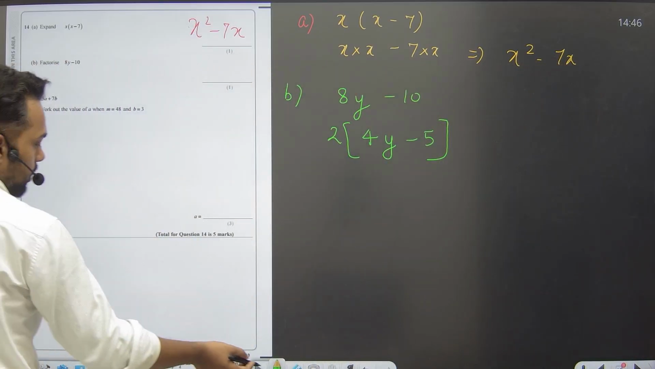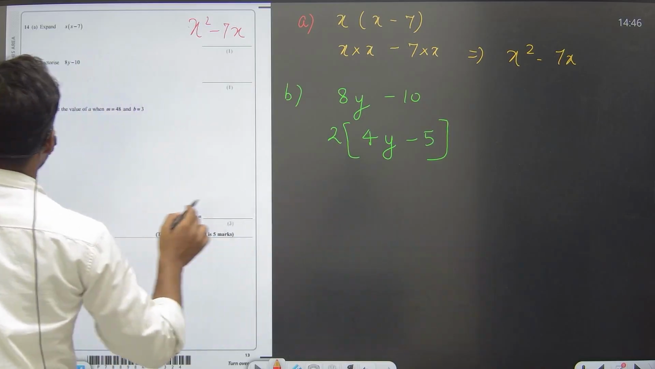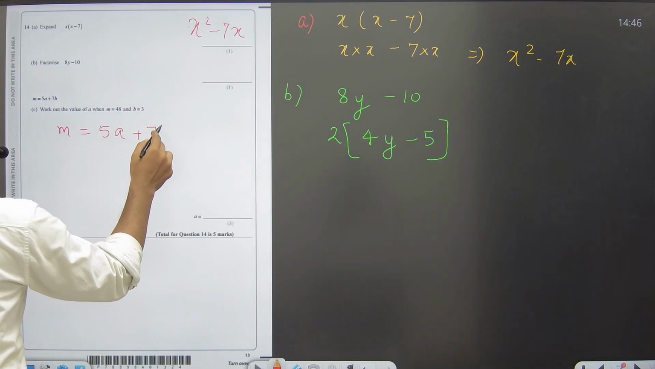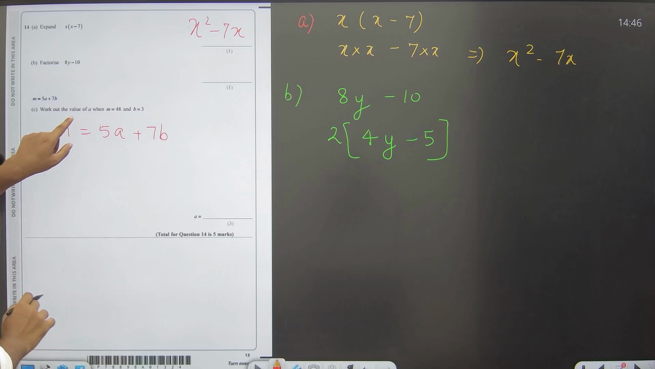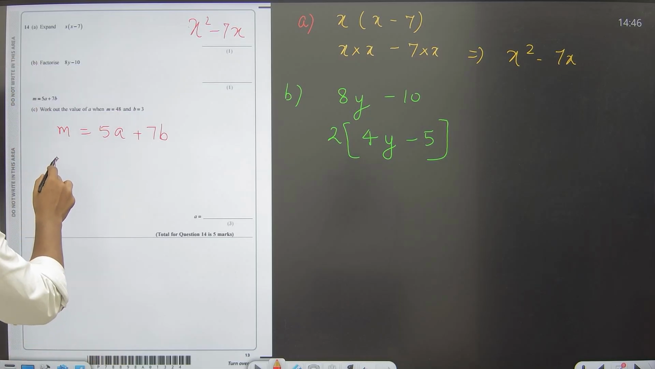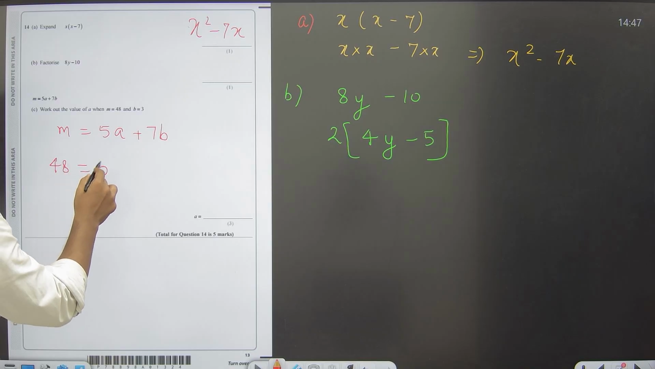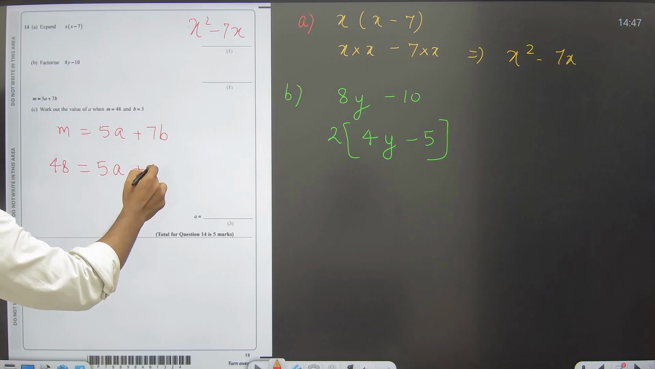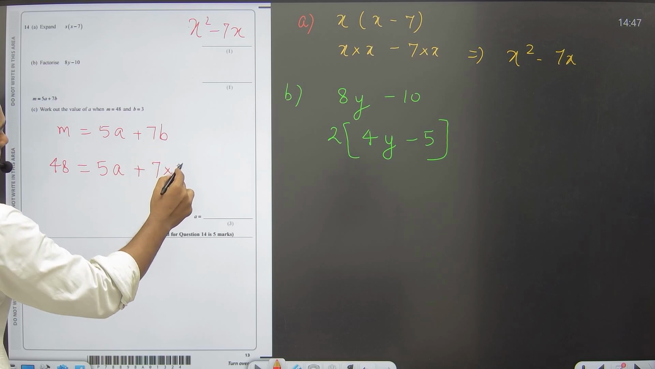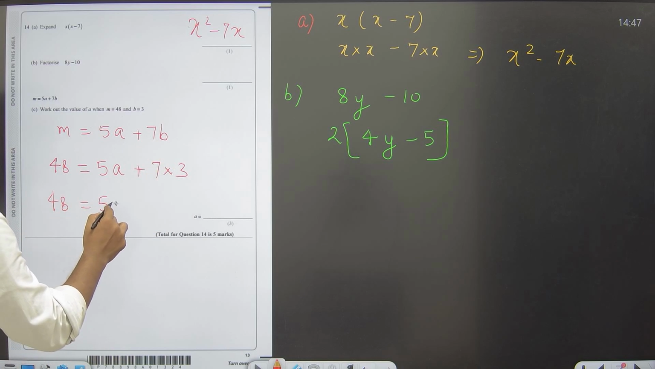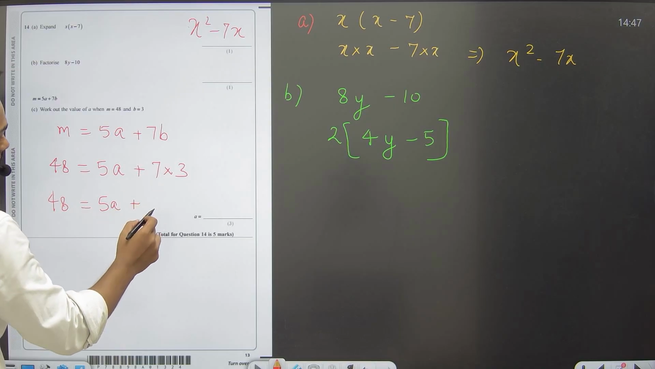Now in the next part, m = 5a + 7b. Work out the value of a when m was 48. They have given m as 48 and 5a, we need to figure out the value of a, plus 7b. They have given b as 3. So 48 = 5a + 7 × 3, which will be 21.